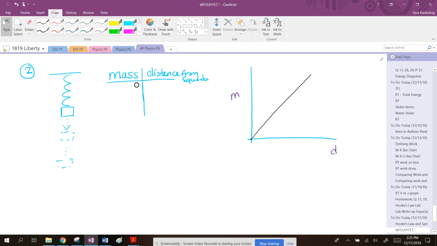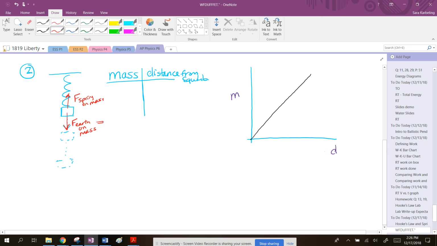Oh, let's draw a free body diagram, shall we? Yes, please. So we've got the force of the Earth on the mass. And what else is pulling or pushing on it? Okay, so let's talk this through.